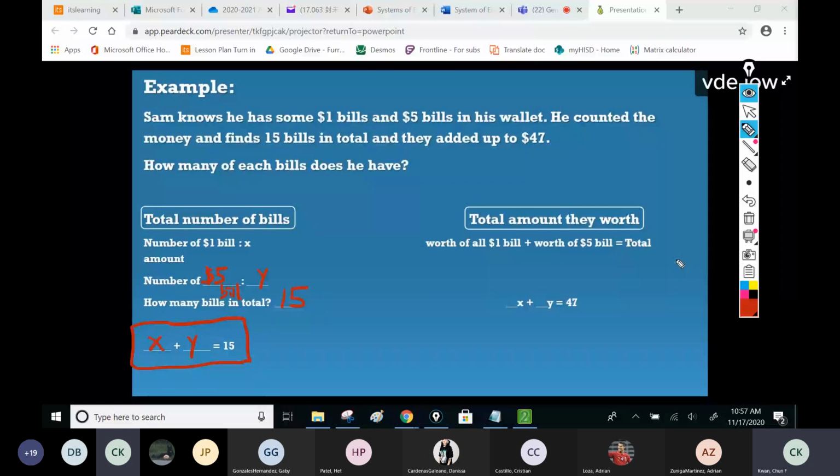And then the second equation is the total amount that they're worth. All the $1 bills and all the $5 bills, when you add up the value, it has to equal 47. So the worth of all the $1 bills plus the worth of all the $5 bills will add up to the total amount of 47.